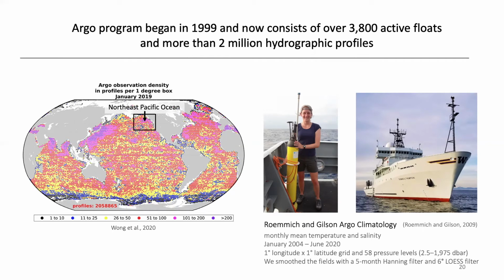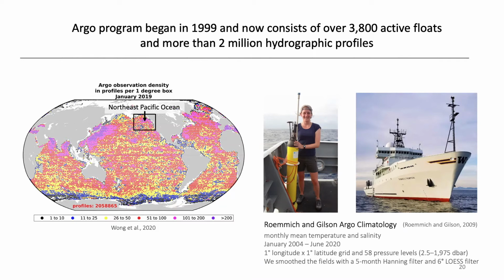If you take a look here at the map, I'm drawing your attention to the Northeast Pacific, where we have really good spatial and temporal coverage with Argo. Over 100 profiles in a 1 degree box. That's pretty good. Using those profiles, we're using a climatology called the Roemmich and Gilson Argo climatology. They take those profiles and objectively map them to a 1 degree longitude by 1 degree latitude grid, and on 58 pressure levels from 2.5 to almost 2,000 decibars.